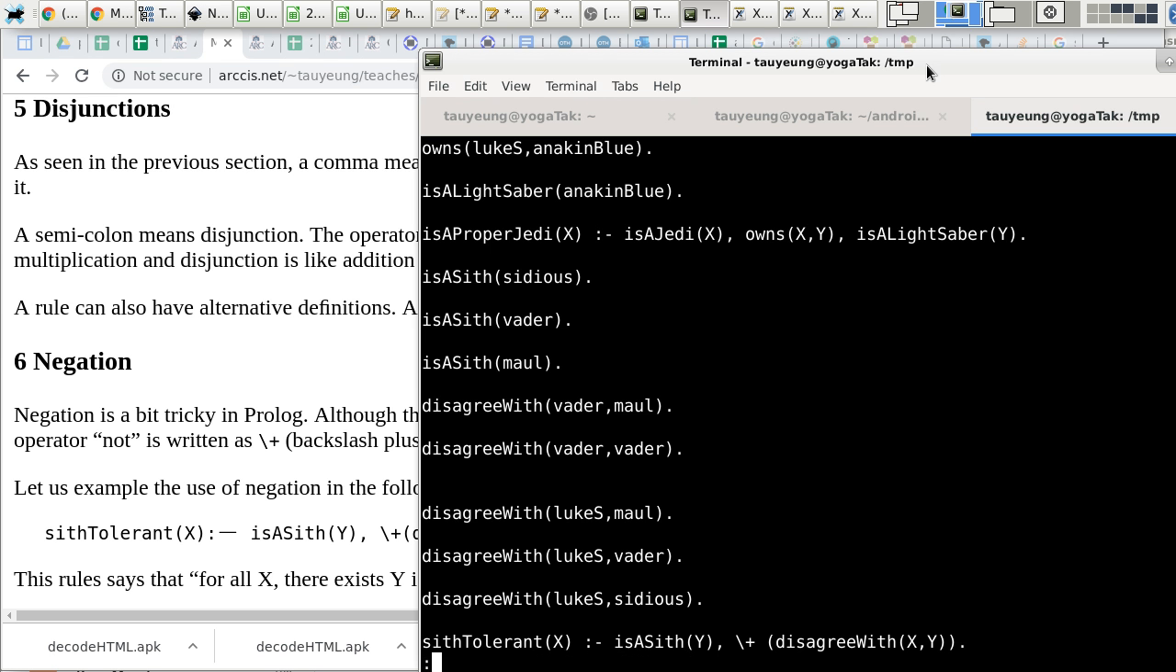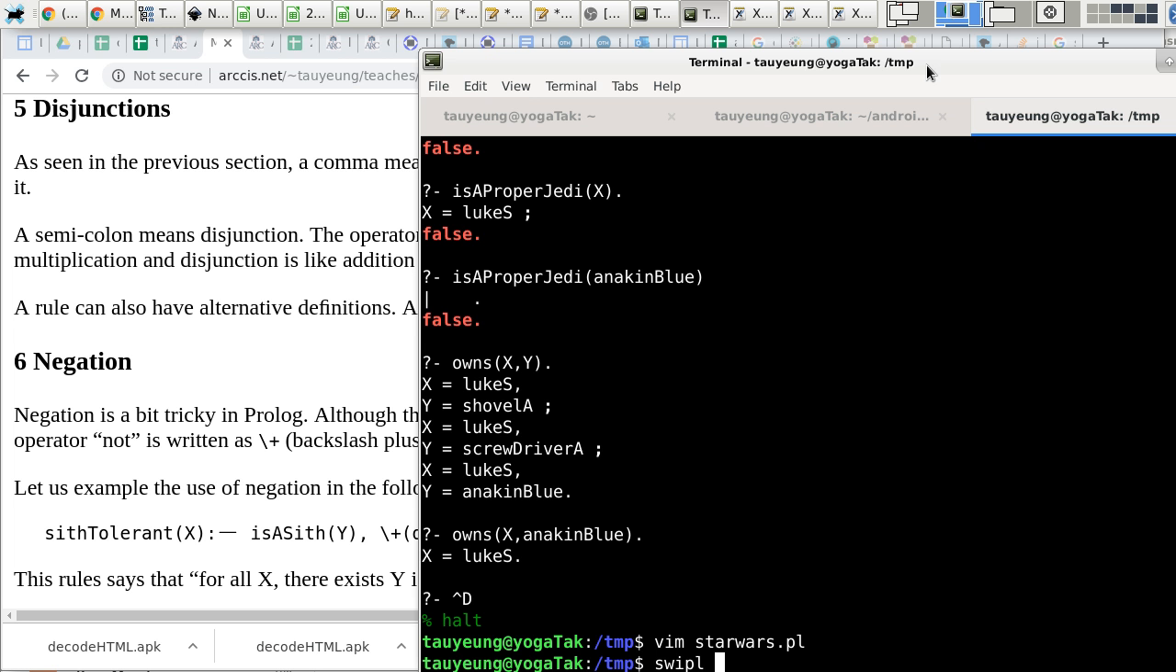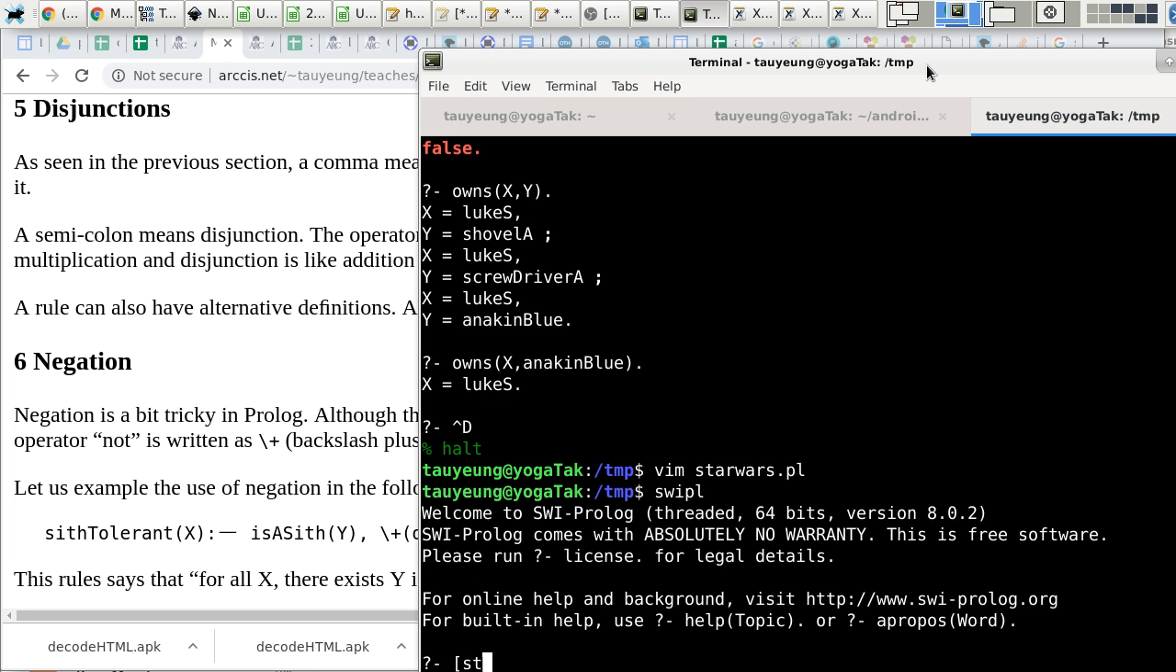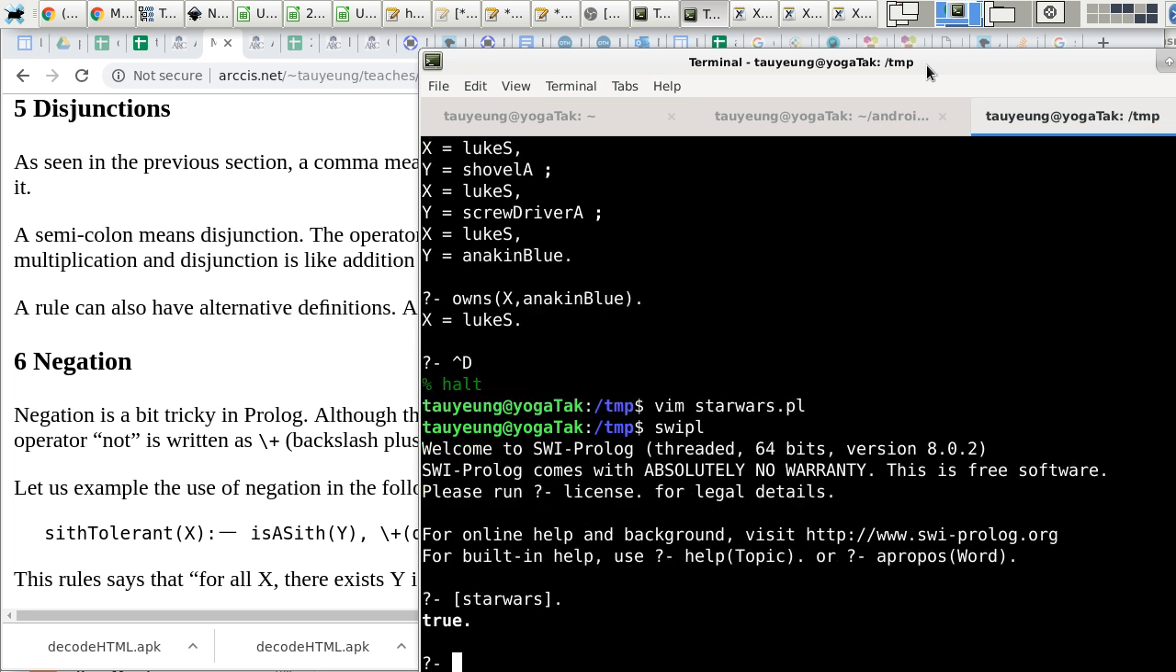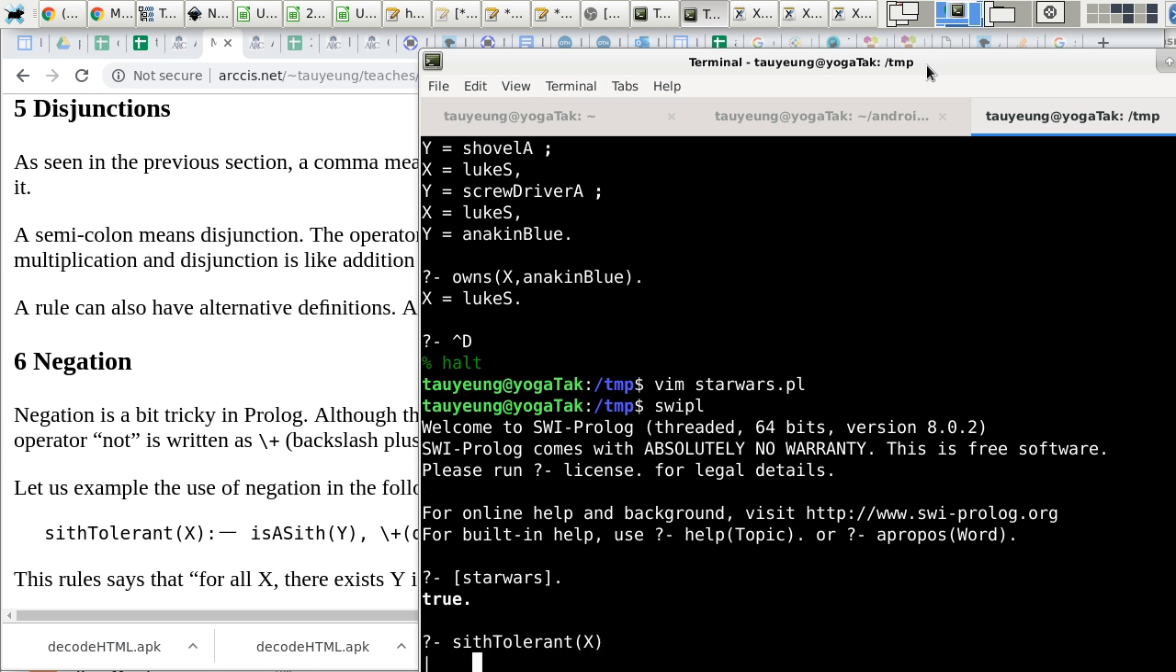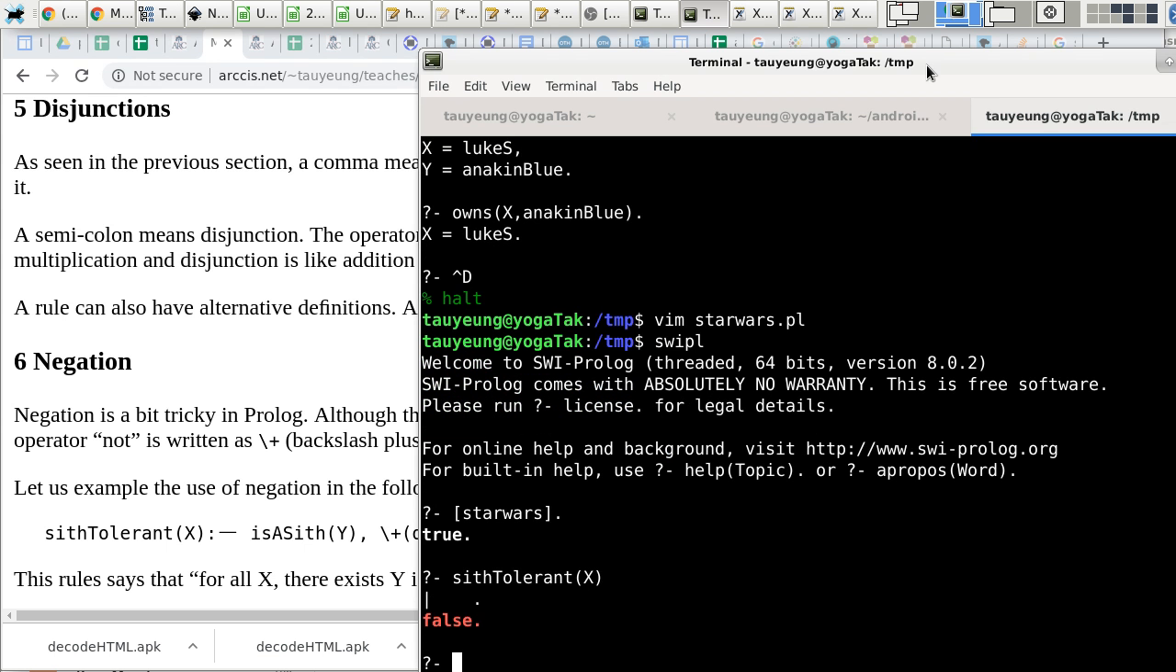Okay. So now we can run Prolog again, read Star Wars, and then we ask the question, who is Sith tolerant? And the answer may surprise you. No one.